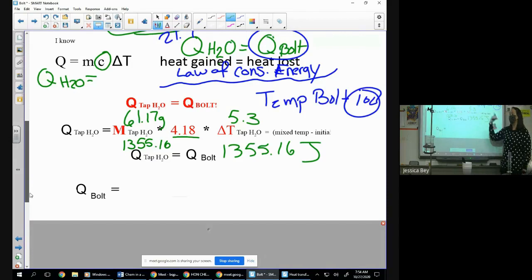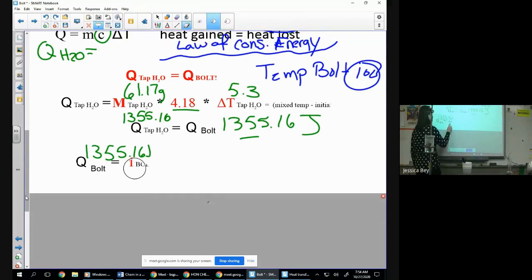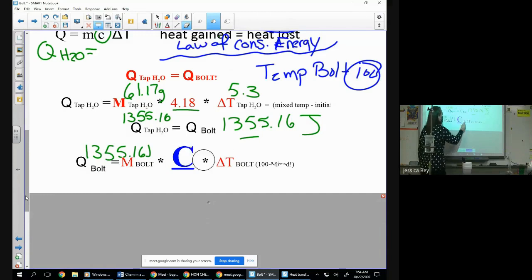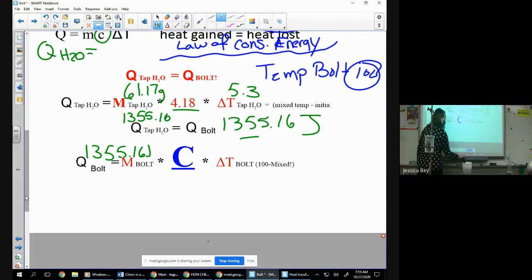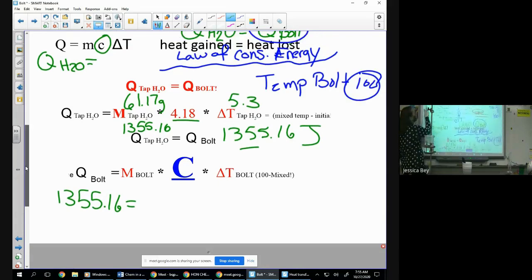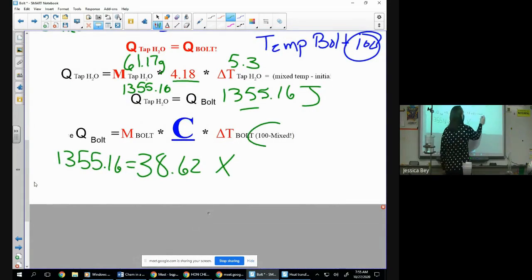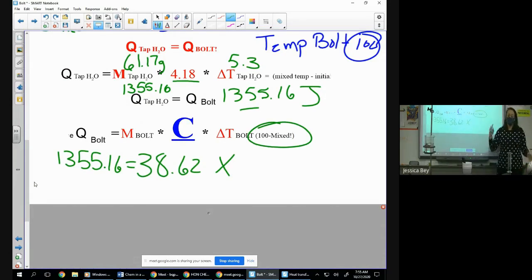So now let's set up for a Q of the bolt. I know the Q of the bolt had 1,355.16 joules is equal to, now here's where things get tricky. I need this to be equal to the M. So maybe I should do it under here so it's a little easier to read. 1355.16 is equal to, the mass of the bolt was 38.62 grams. I'm looking for C and the delta T of the bolt. This is the number one thing, and once you know it, then it's easy to do.